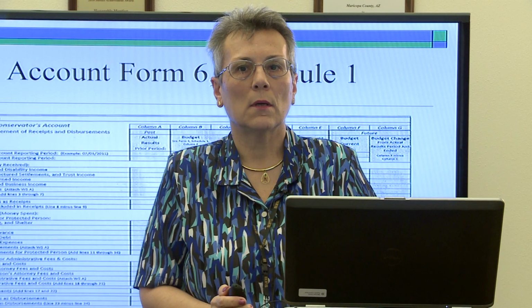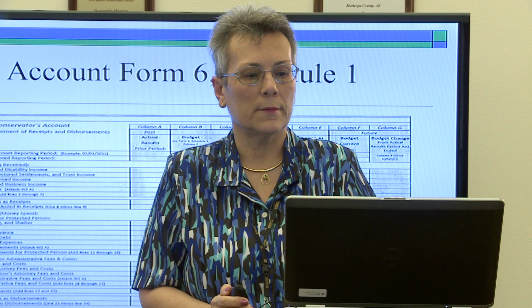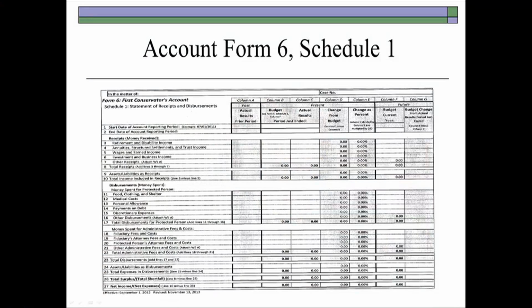Here's an example of a Schedule 1. Column A is going to report any past activity. This will not be something that you will need to be concerned with on the first annual accounting. There has been no past. But in your subsequent accounts, Column A will be utilized.